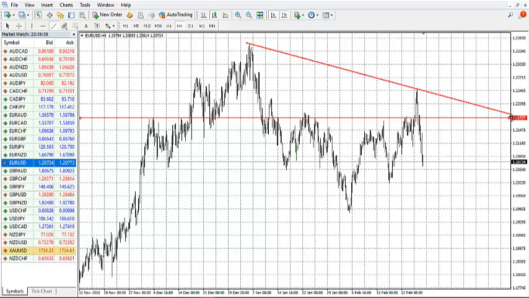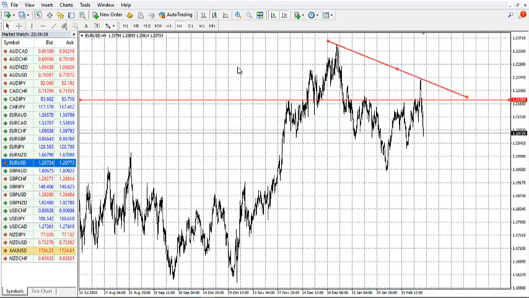Trades can be easy if you know how to draw your trend well. So please learn how to identify your trend. Okay, so I'm going to draw the other one from here. All right, so I'm drawing the other one from here.